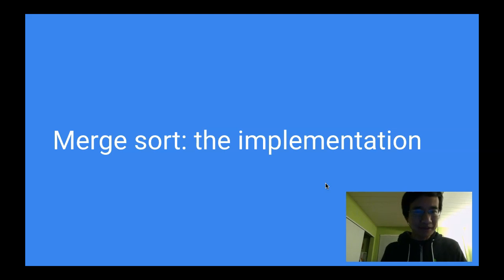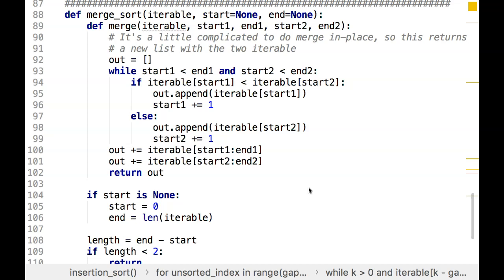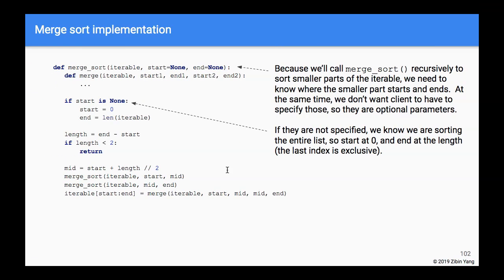Hi, in this video, we're going to talk about how to implement merge sort. So we just saw the pseudocode for merge sort. The actual Python code sticks pretty close to the pseudocode, and I already typed it out here. So let me explain it kind of like line by line here.